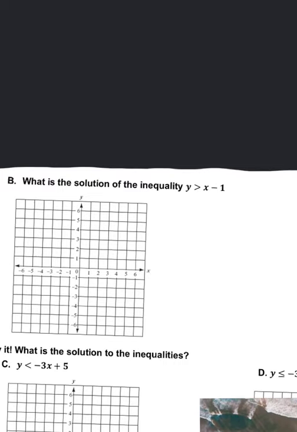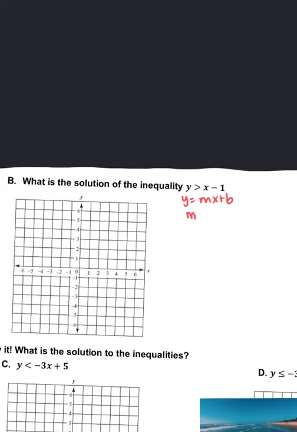Okay, example B. What is the solution of the inequality y is greater than x minus 1? So, first of all, this inequality is in slope-intercept form, meaning it's in y equals mx plus b form. However, instead of there being an equal sign, there is a greater than sign. But we're going to graph it the exact same way.